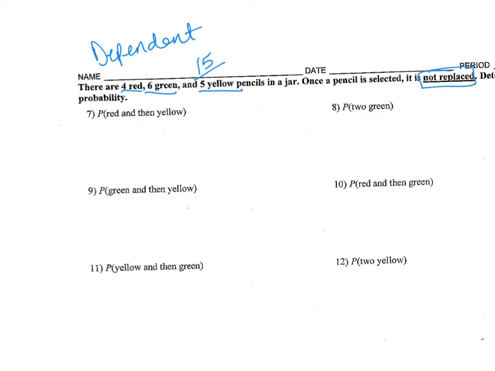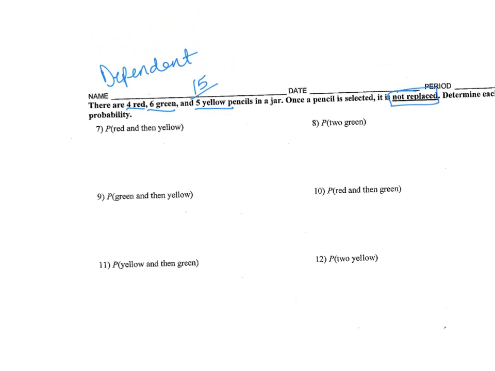Okay, number 7, let's get through this. The probability of picking a red pencil, then a yellow pencil. So let's look at red first. Out of all these 15 pencils, what's the probability you'll pick a red one? 4 out of 15. Okay, and then you pick a yellow pencil. So what's happened to your total number of pencils? We took one pencil out, so now there's 14 left. And then how many yellow pencils are still in the jar? 5.